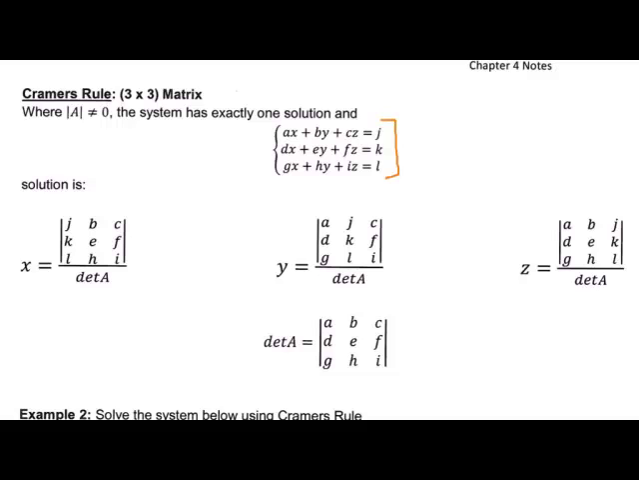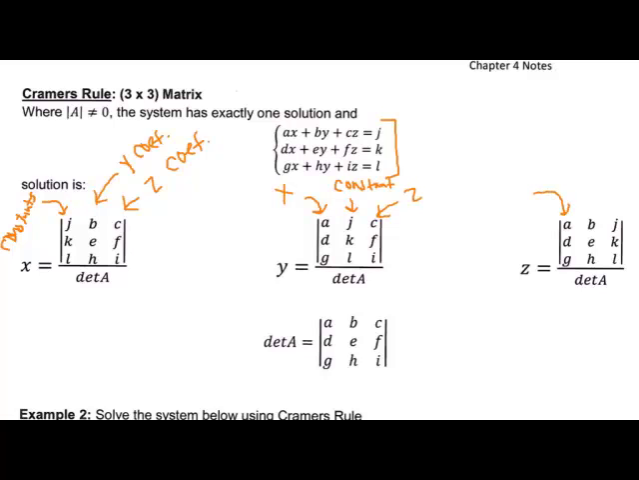So for our x, our first column this time is going to be our constants. Our second column, B, E, and H, are our y coefficients. And our last column, C, F, and I, are our z coefficients. And again, that's divided by the determinant of A. To find our y value, our first column is our x coefficients. Our second column is our constants. And our third column is our z.